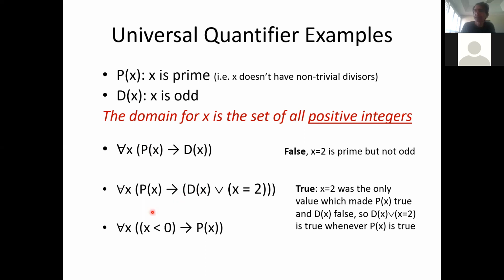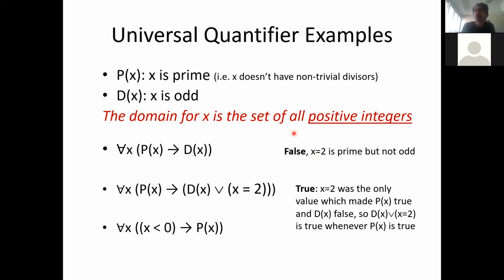We could have expressed this differently. We could have said for every x, if p of x and x not equal to 2, then odd x. It's an exercise whether this statement is equivalent to the one I just said. Let's look at another example. For all x, here is an implication: if x is negative, then it is a prime.